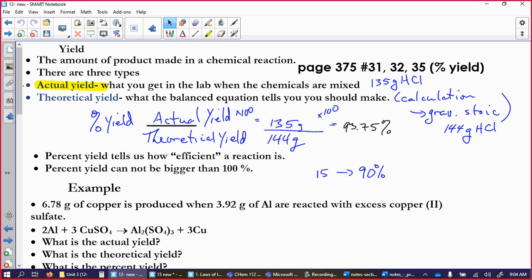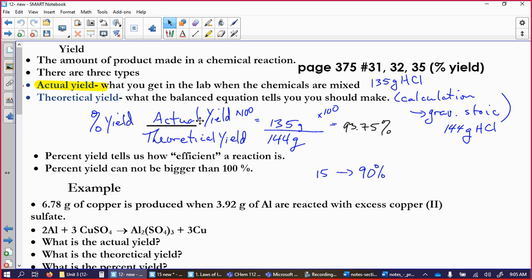We also talked about the 3 types of yields. Actual yield, you mix some stuff together, you get something out. That's your actual yield. Your theoretical yield is your stoichiometric quantity based on your calculation. So I kind of did the example with that question before. If you mix those 2 quantities together and you get 135 grams of HCl, that's your actual yield. Your theoretical yield is your stoichiometric quantity, which we calculated. So no matter what, you're not going to have agreement here.